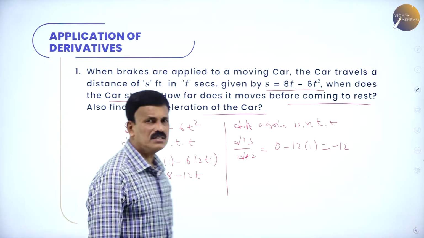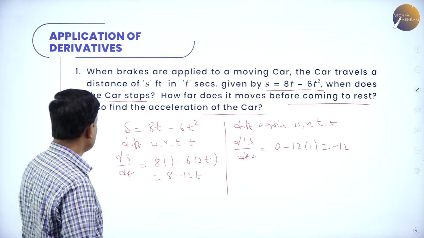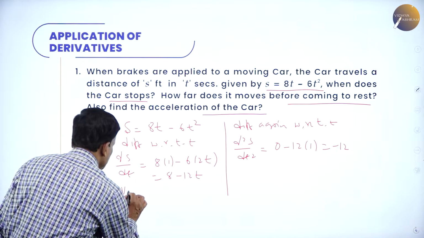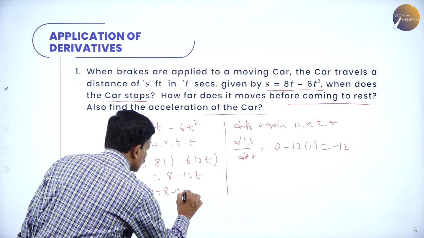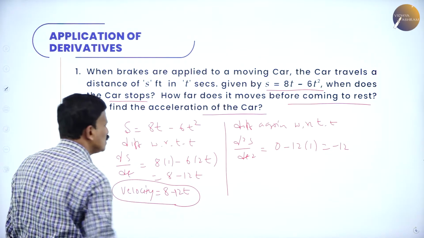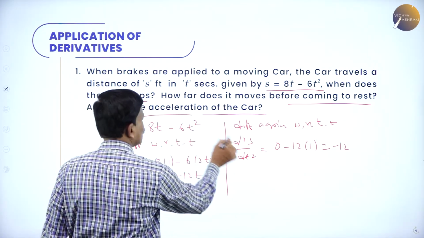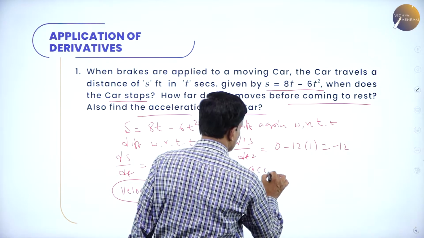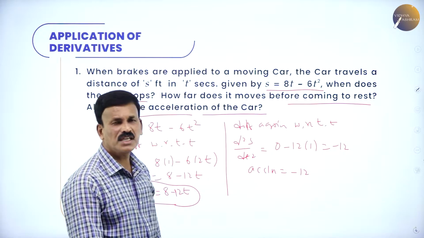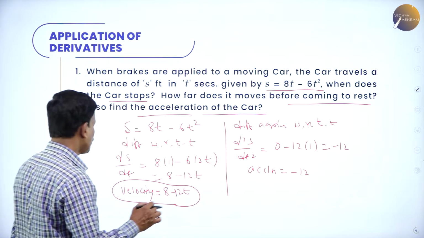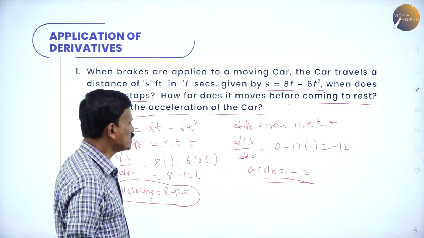Now here the first derivative is 8 minus 12t. What is this? ds by dt is called the velocity. Velocity is equal to 8 minus 12t. Now acceleration: d square s by dt square itself is nothing but the acceleration. Acceleration is equal to minus 12, a negative acceleration. The second derivative will give the acceleration.